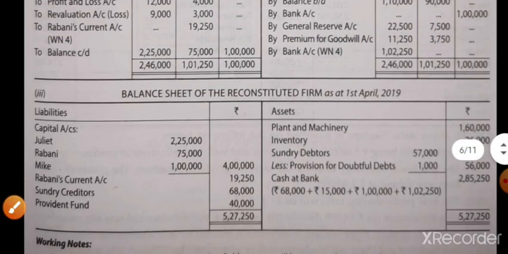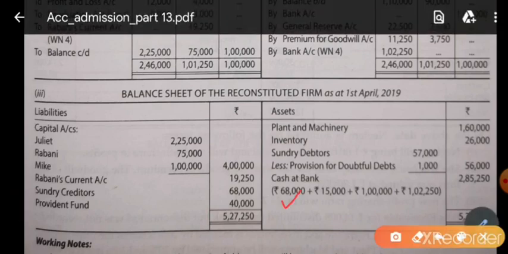So while preparing balance sheet, I already told you how to go about it. Some assets and liabilities change in value. So first of all, record those changes and then update cash amount. How to update cash amount? First of all, the old balance of cash plus goodwill brought in plus capital brought by the new partner plus capital brought by one of the old partner. So old partner has brought capital, but the extra amount of Juliet was not taken away. So one partner's capital was surplus, so she has not taken it out. That amount was transferred to current account.